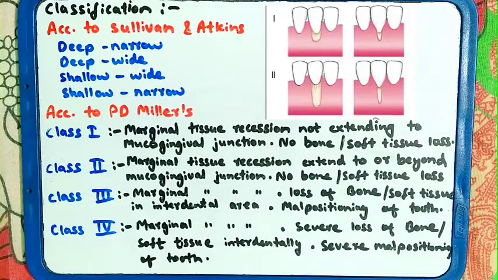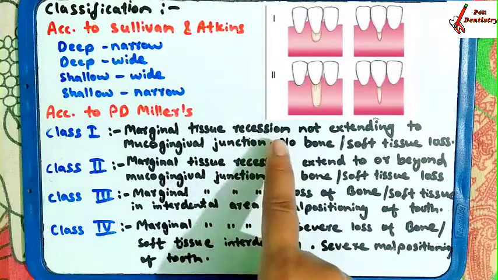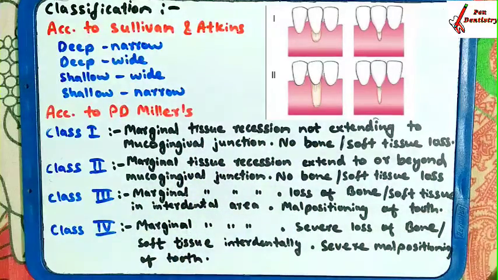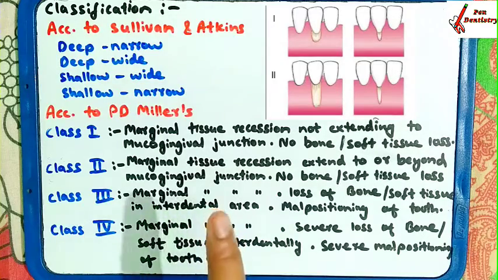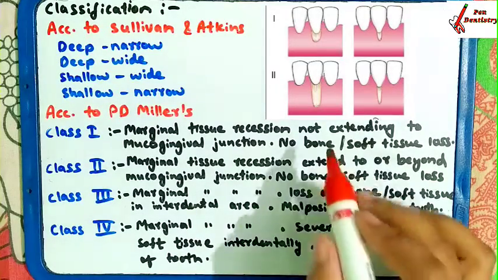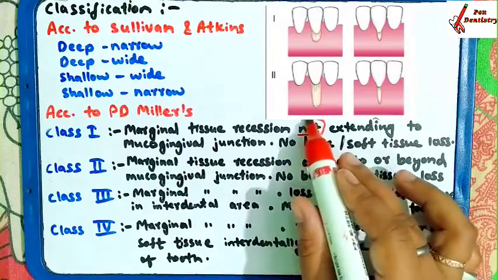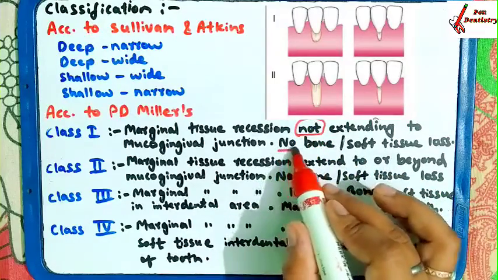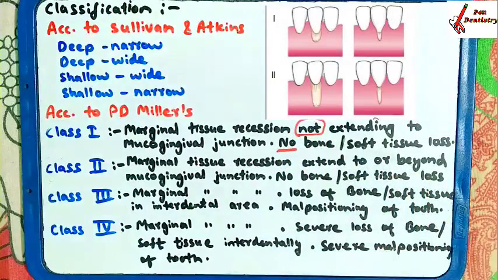In the first class, he has said the marginal tissue recession is not extending to the mucogingival junction. As you can see in the picture, the marginal tissue recession is not extending to the mucogingival junction. There is no bone loss and no soft tissue loss.